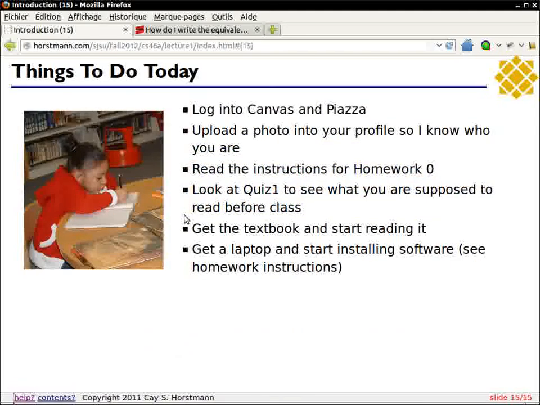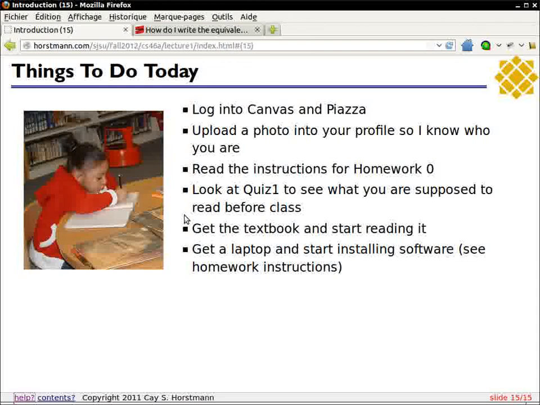All right. So things to do today. Send me the add email if you need to add. Log into Canvas and Piazza so that you know what they are. Upload a photo of yourself. I know there's 150 of you, and I won't be able to remember any of your names, but sometimes I do, and it helps if I have your photo. And then if there's an issue, I can say, oh, that was that person.